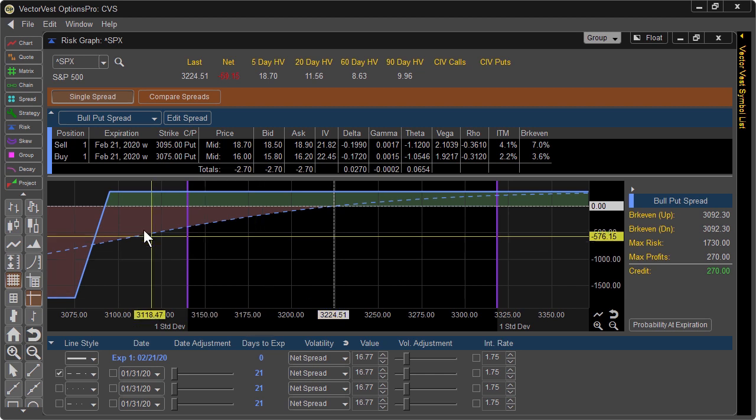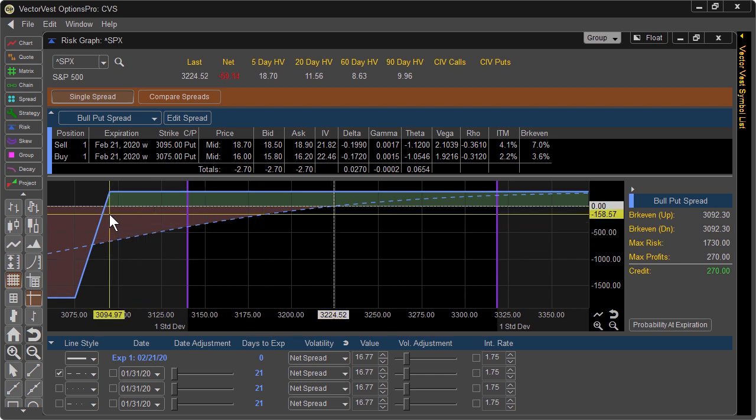Now, if you take a look here, lots of room to play on the put side, down to 30.94. This is the idea behind this trade.